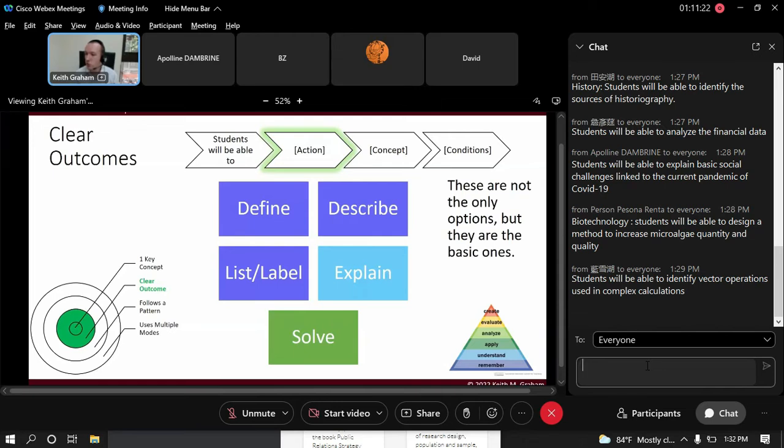All right, the next one. Students will be able to distinguish the types of compounds and define the chemical reaction. So this first part, I think, is clear, assuming that there's only a limited amount of compounds that could be described.